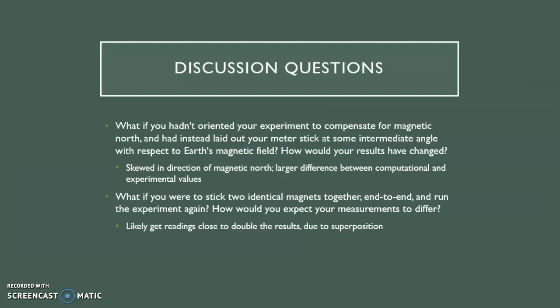To conclude, let's go over some discussion questions. Without orienting the experiment to compensate for magnetic north, the magnetometer readings would be skewed in the direction of magnetic north. Also, the difference between the computational and experimental values would be greater, because I would also have to account for the y component in my linearization and calculations.